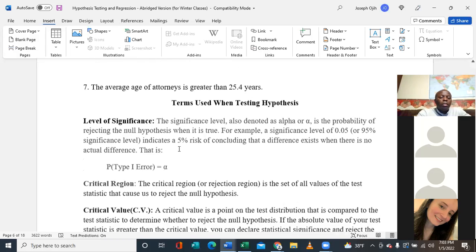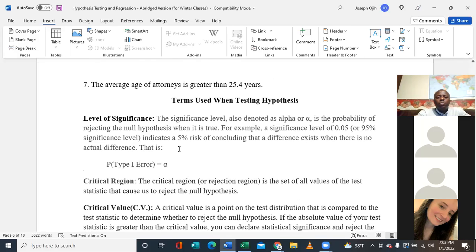Okay, good. Now, here are some terms we use in hypothesis testing. Significance level. We use alpha to represent it. Like I said earlier, it is the probability of committing type 1 error. We have come across this before when we were doing confidence intervals, when I tell you that we have 95% confidence level, 90% confidence level, and 99% confidence level.